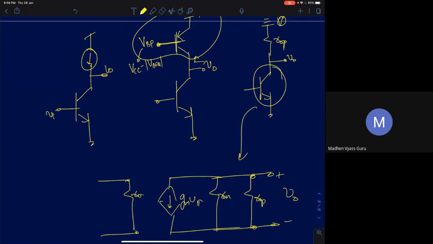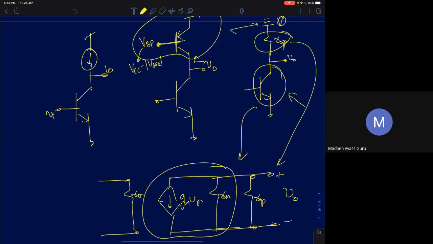I have replaced this NPN transistor by its small signal model GMV pi and RON, and ROP I have retained as it is because this node is at AC ground. ROP will come in parallel with RON. ROP is the resistance of your PMOS device.